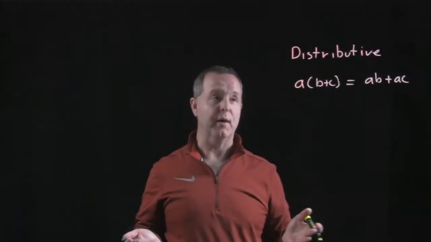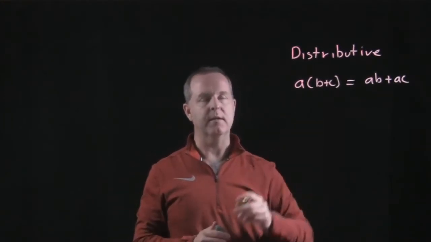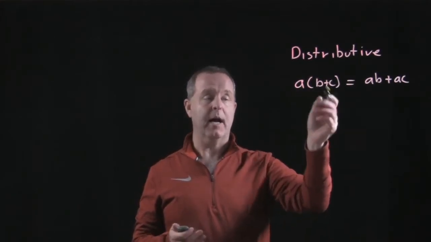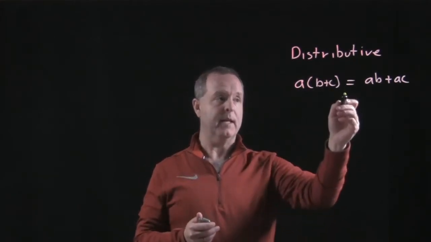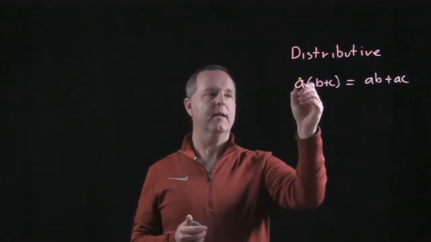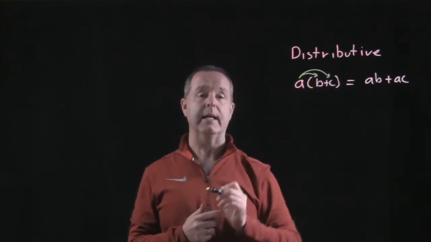Our next tool that we can start to learn to use, part of our basic tools of algebra, is called the distributive property. This says that where I have some a times (b plus c) equals ab plus ac. Basically what I'm doing is I'm distributing this a across to the b and also across to the c.